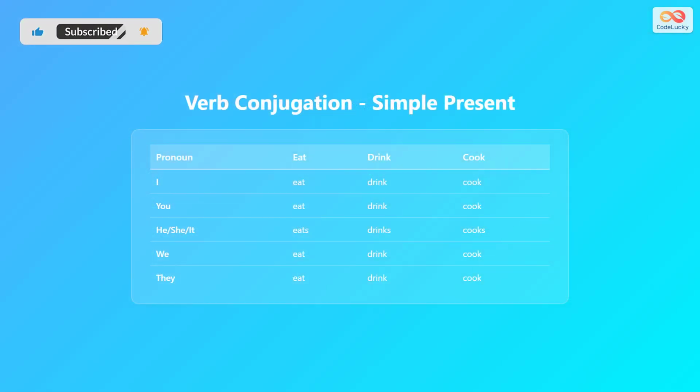Now let's look at how these verbs change in the simple present tense. In English, most verbs stay the same for I, you, we, and they, but for he, she, and it, we add an S to the end of the verb. For example, I eat, you eat, we eat, they eat. But he eats, she eats, it eats. This rule applies to all 5 verbs we learned today: eat, drink, cook, sleep, and wake.